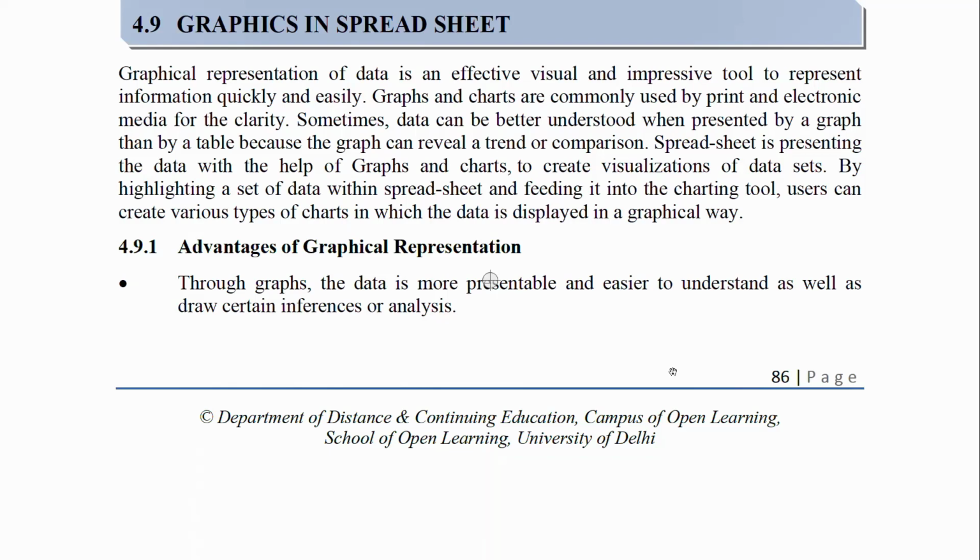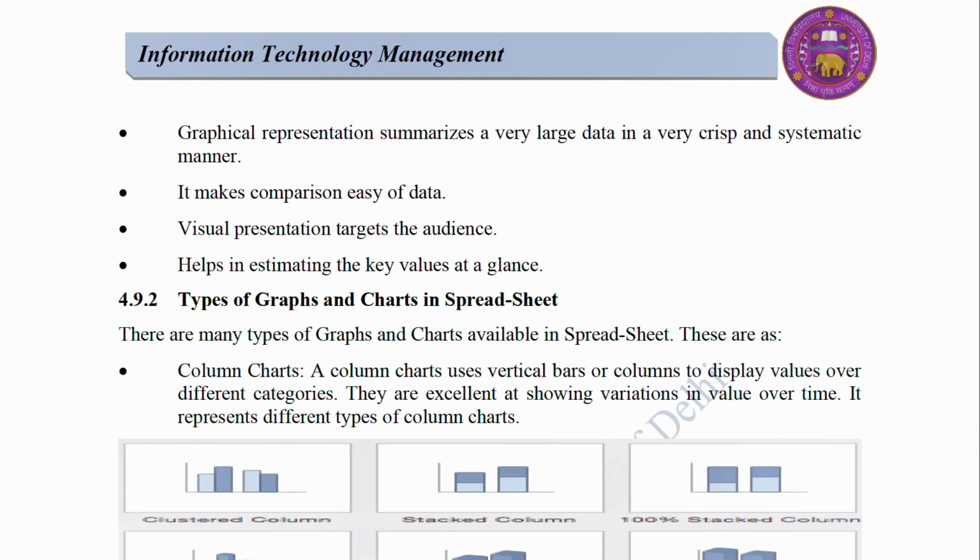4.9.1 Advantages of graphical representation. Number 1. Through graphs, the data is more presentable and easier to understand, and we can draw certain inferences or analysis. Next point, graphical representation summarizes a very large data in a very crisp and systematic manner. Next point, it makes comparison of data easy. Next point, visual presentation targets the audience. Next point, it helps in estimating the key values at a glance.